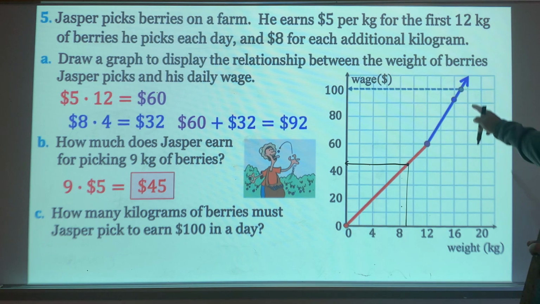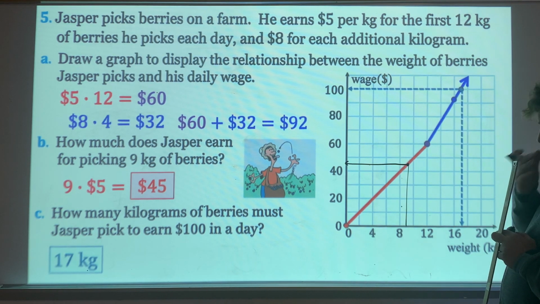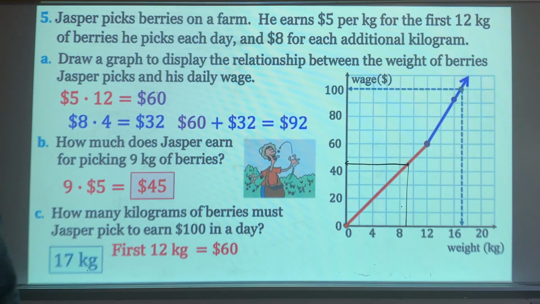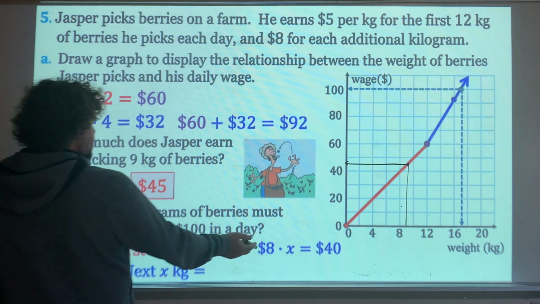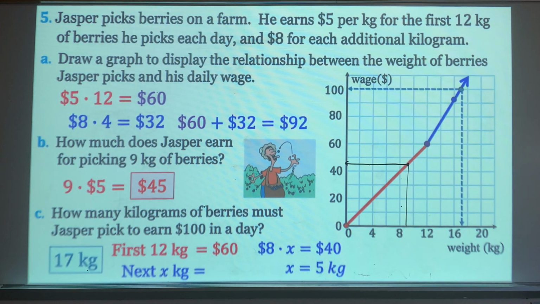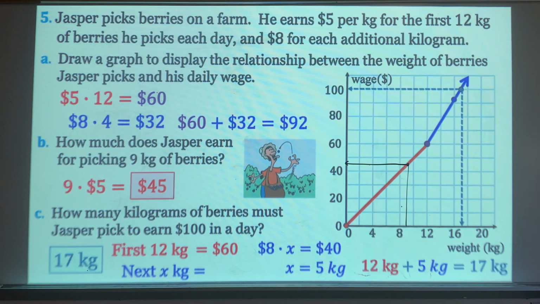You can go up to 100, drop it down, 16, 17 kilograms. All right, if you want to do this mathematically, the first 12 kilograms you earn $60. So you need 40 more dollars. So the next X kilograms is going to give you 40. You're making $8 a kilogram, so 40 divided by 8 is your 5 kilograms. 12 plus 5 is indeed 17. Well, that was good that I did that, right? All right, nice and easy.